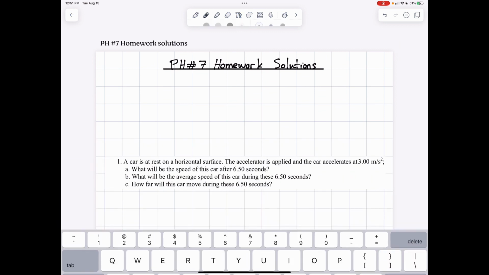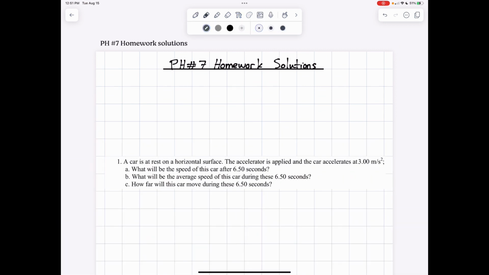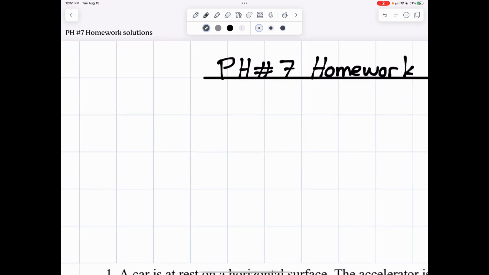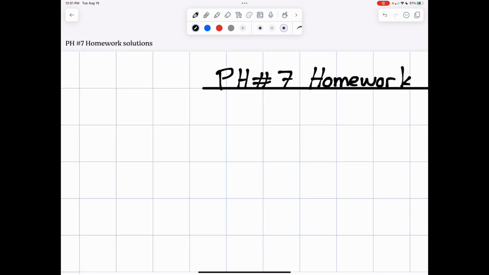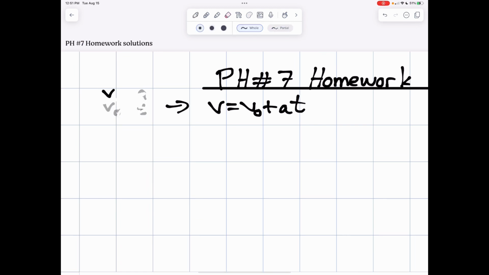Number one, when you see the following variables, v naught, a, and t, you're going to use the equation v equals v naught plus a t. That is, I think, equation number 6 or 7 on our equation sheet. I'm not sure, but I believe it's one of those. Okay, so that's if you see that list: v naught, a, and t.